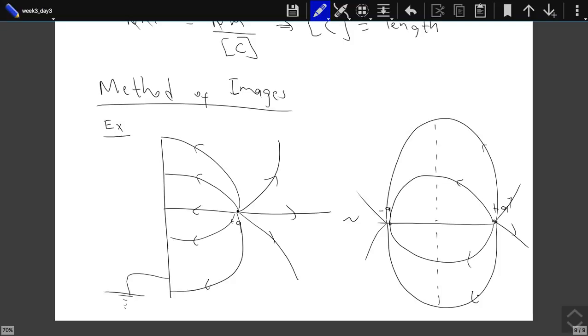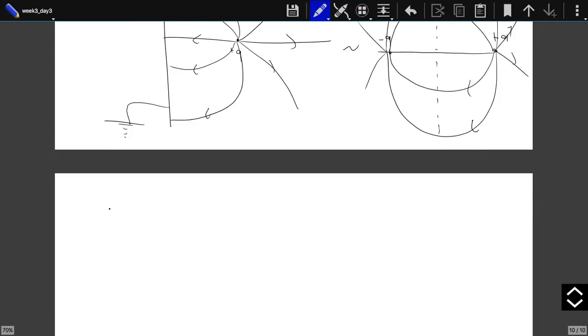Now, furthermore, since I have a plus Q charge and a minus Q charge, they are quite symmetric. In the middle, the potential will be 0. The potential will be equal to Q over the distance from the positive charge, minus Q over the distance from the negative charge. So on the dashed plane, the potential is 0.